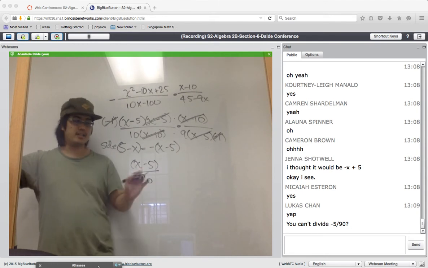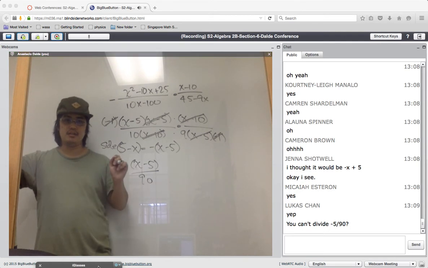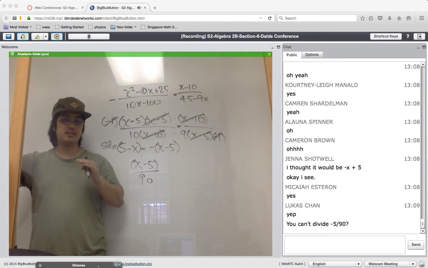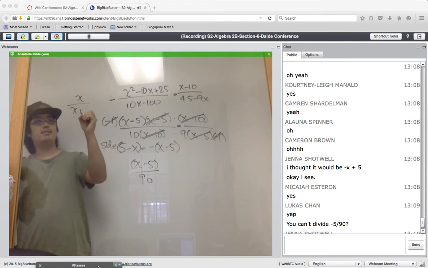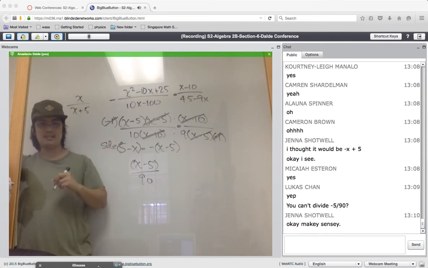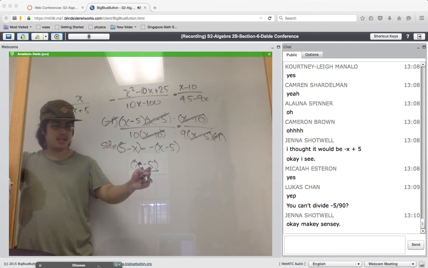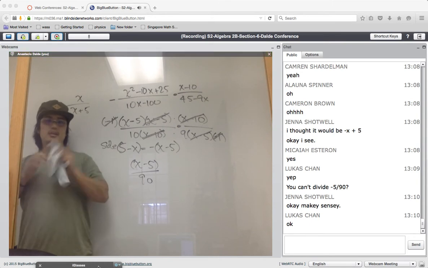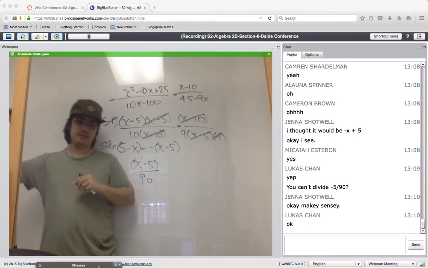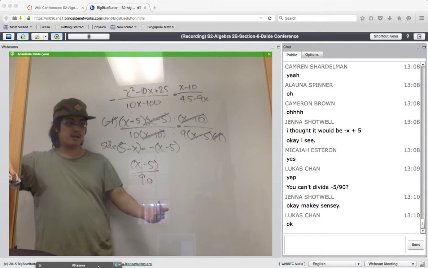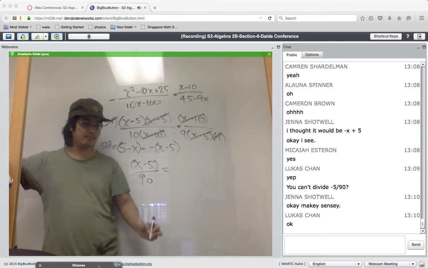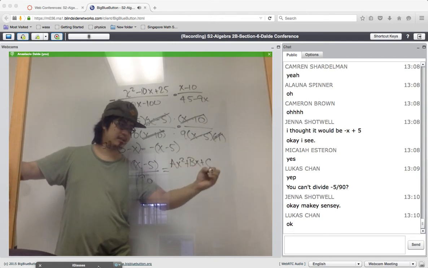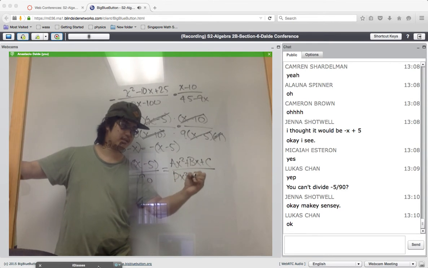I cannot divide the negative 5 by 90. You're right, I can't do that. Lucas, that actually goes back to your other question. X over x plus 5, you can't divide out the x's, just like I can't divide out the numbers because there's that minus in the middle there. So I would have to venture to say, now hopefully I put the answer in correctly, that the answer is, if I compare it to ax squared plus bx plus c over dx squared plus ex plus f.